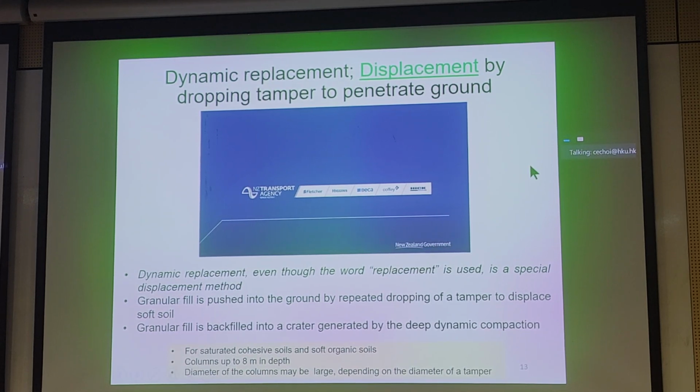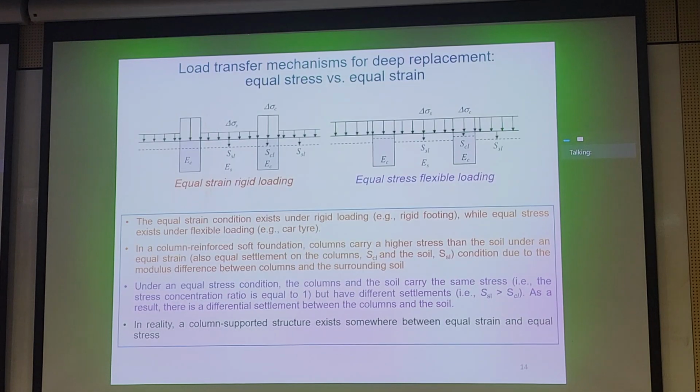And the functional depth is much lower than the methods we mentioned before. You have very large columns, meaning you have to use quite a bit more material. So that's all I want to talk about in terms of the different types of construction methods for deep replacement.